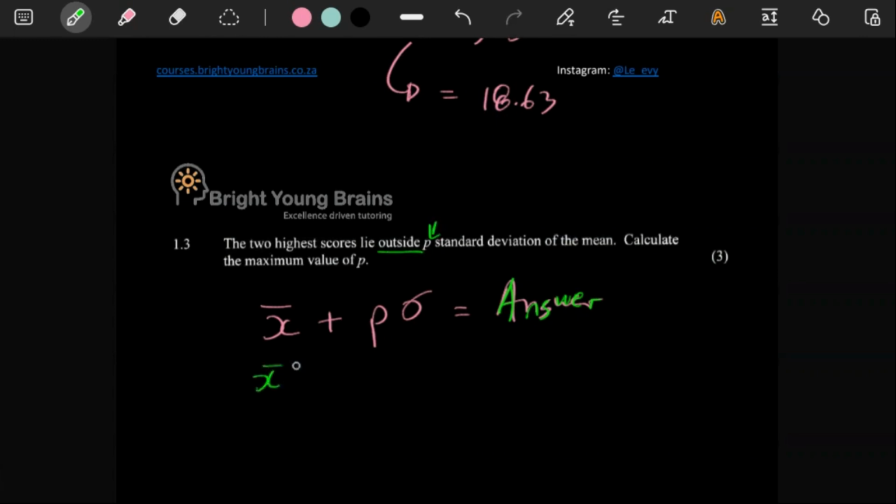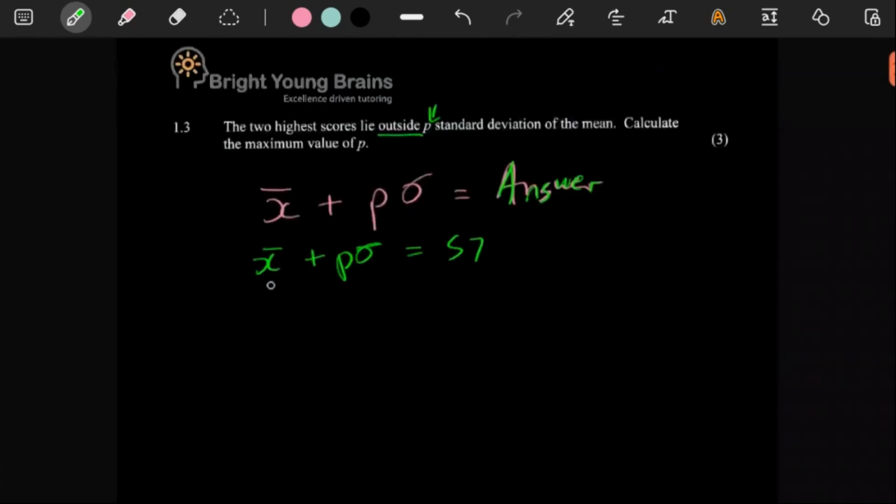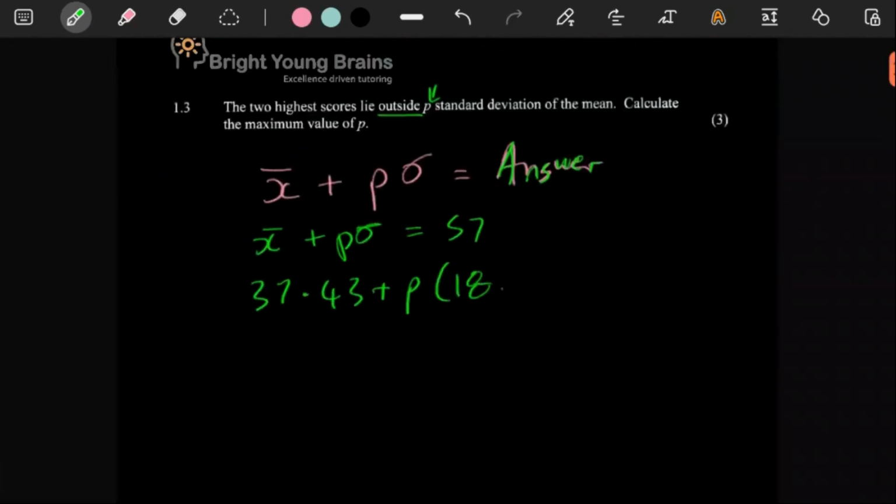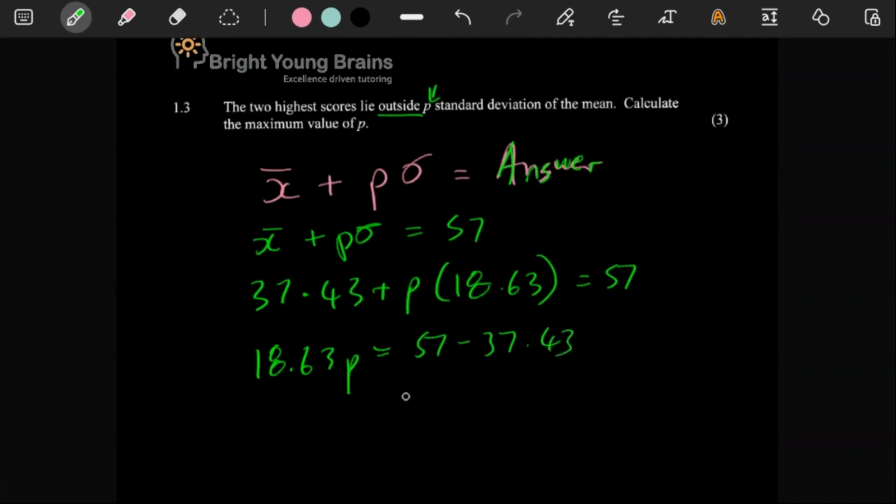So here we can make this equal to 57, and then we can just throw in our value for the mean and our standard deviation. So this is our mean, they gave it to us. Our standard deviation, we worked it out to be 18.63. And we know that this is equal to 57. Solving for p, if you write the number first, which is usually normal, 57 minus 37.43.